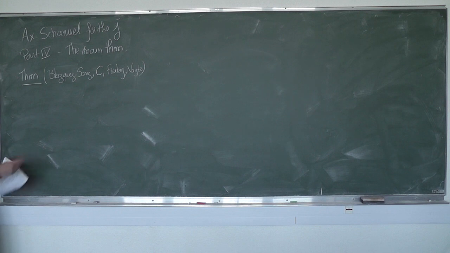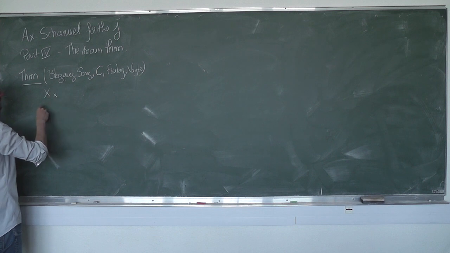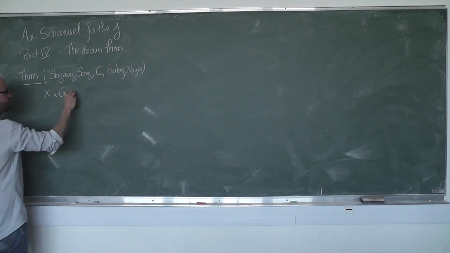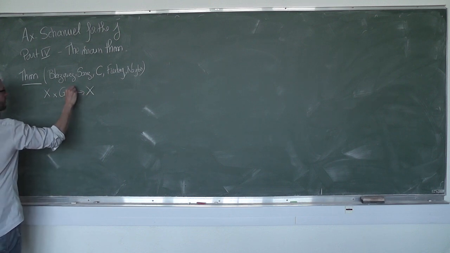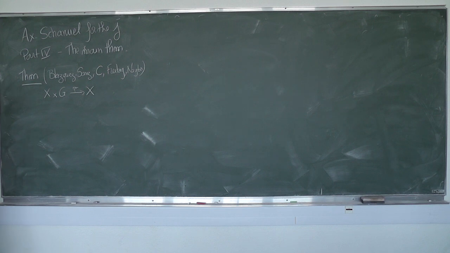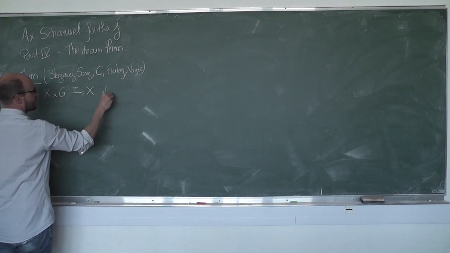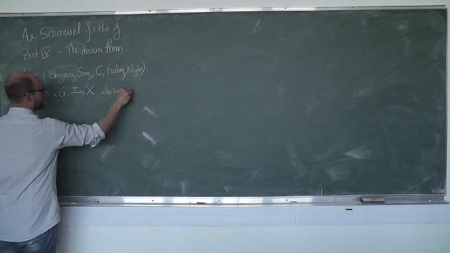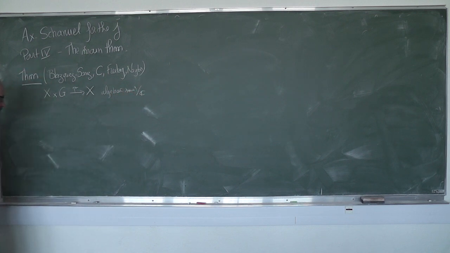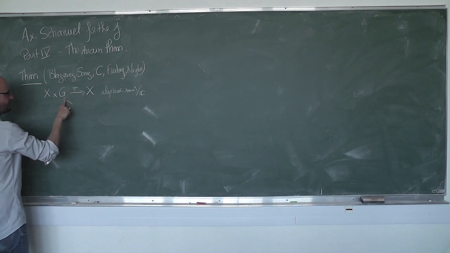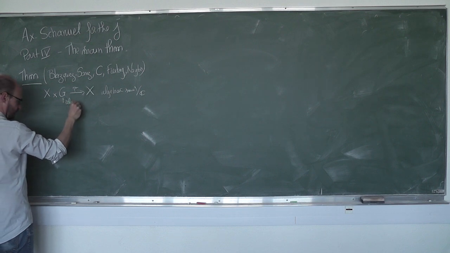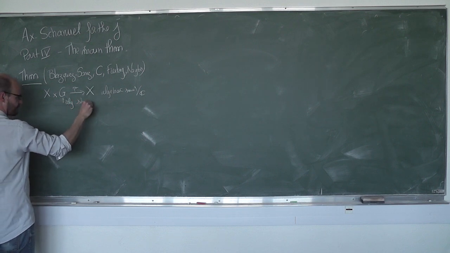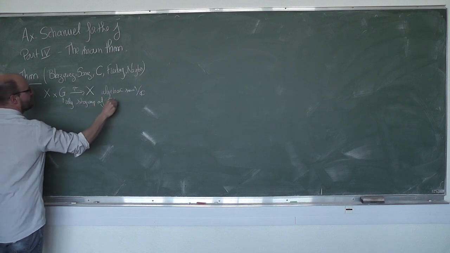So your X is your algebraic variety, smooth algebraic variety. G is your group. You have the projection on X, let's call it PR for the projection. Okay, X algebraic, smooth over C, and G algebraic group, algebraic linear group, algebraic subgroup of GL n of C.